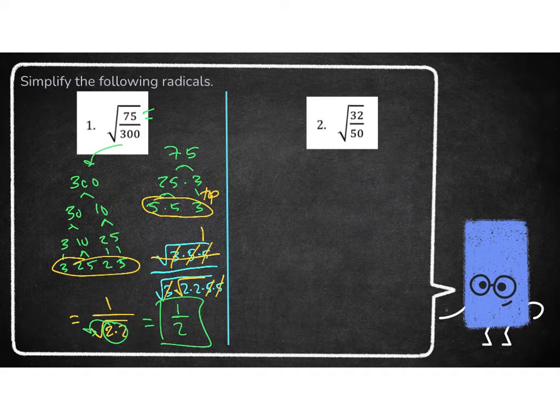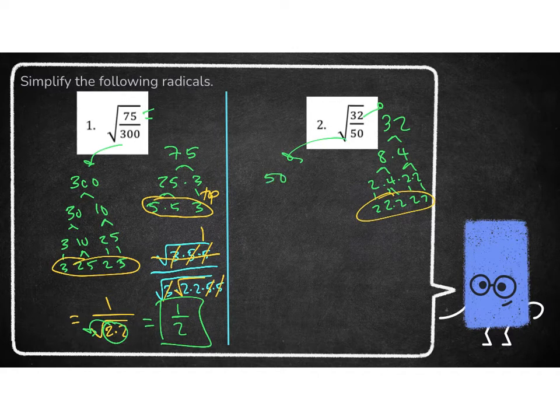So let's take a look at number 2. In 32, I'm going to simplify that. 32 is the same thing as 8 times 4. 8 is 2 times 4. 4 is 2 and 2. 2 times 2, that's a 2, that's a 2, that's a 2. And then I have the square root of 50. 5 times 10, that's 2 times 5. And that's 5. Okay, so there's my two lists.